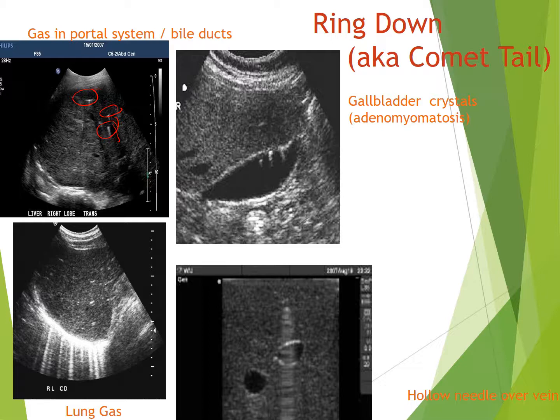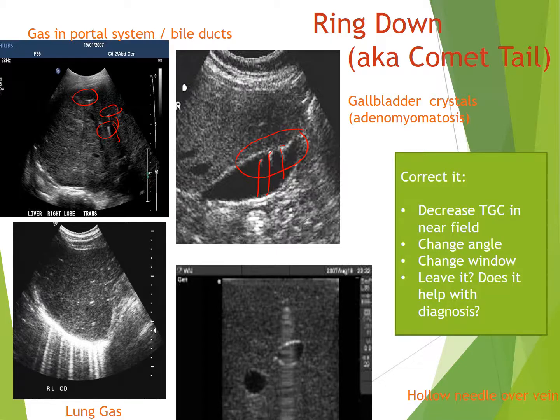Similar to that, this is a gallbladder, and within the gallbladder wall are little crystals. These little crystals of cholesterol ring at a different vibration, which makes the ultrasound machine think that the sound is much stronger than it is, so then we end up getting these little comet tails coming out from behind these crystals. Again, this is helpful in diagnosing adenomyomatosis.